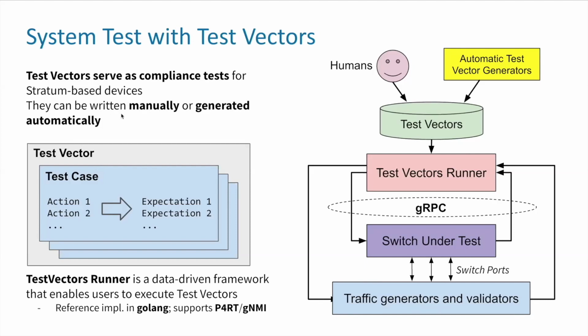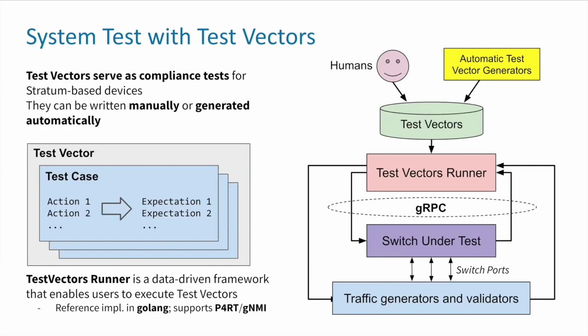These can be written manually or generated automatically. A test vector is defined as a set of test cases, and each test case is a set of actions and expectations. Actions are operations that are run on the switch sequentially or in parallel or in random order. And the expectations are the expected behavior as a result of the actions performed.